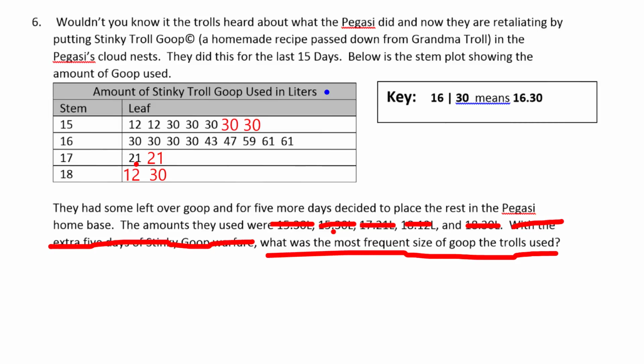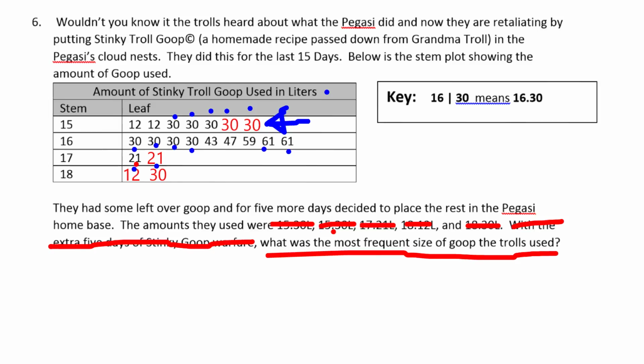Well, 15 here has 1, 2, 3, 4, 5 15.30s. I have 5 values of 15.30. I have 4 values of 16.30. And I have 2 values of 16.61, 2 values of 17.21. So it's looking to me like this right here is probably my best bet, that that's the correct answer.